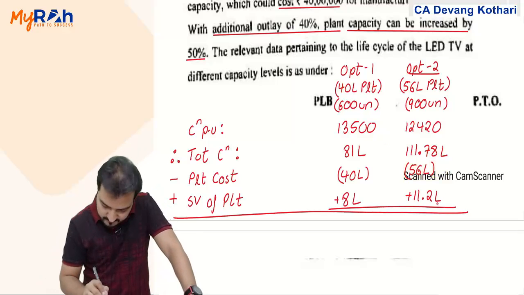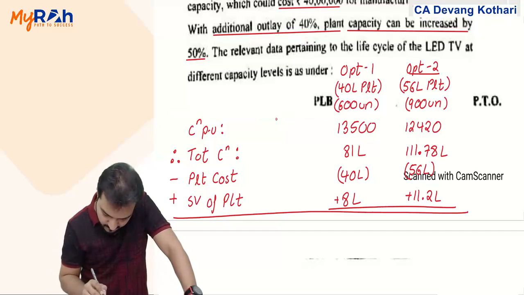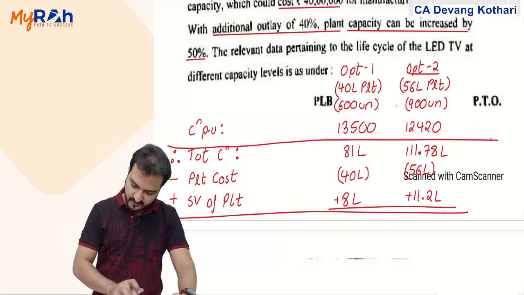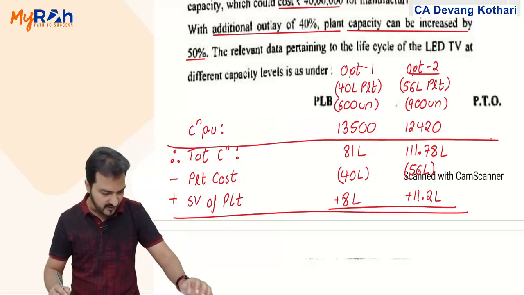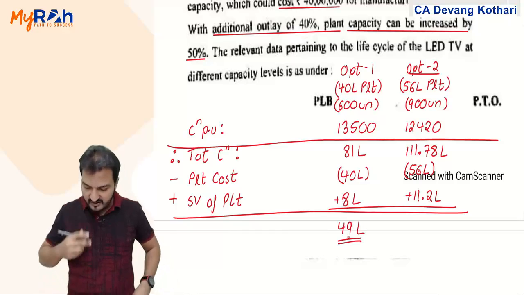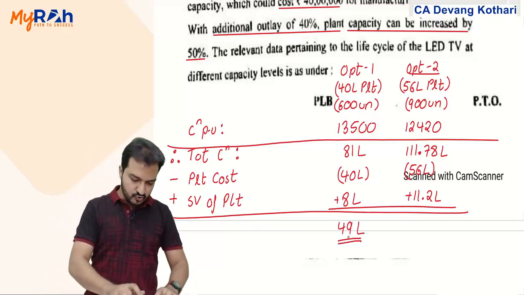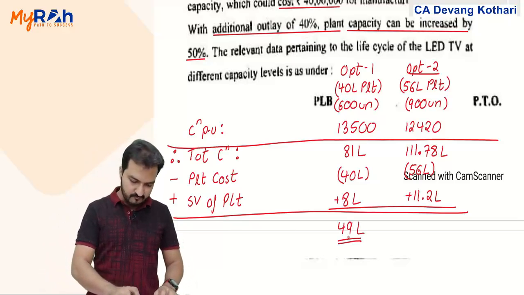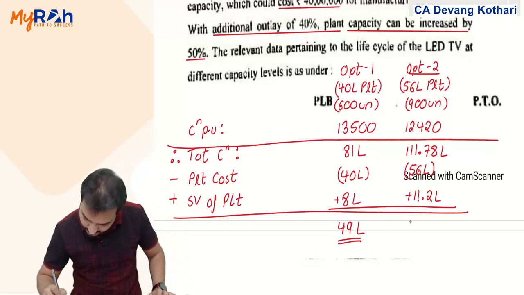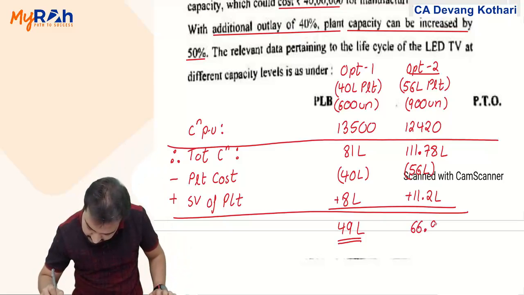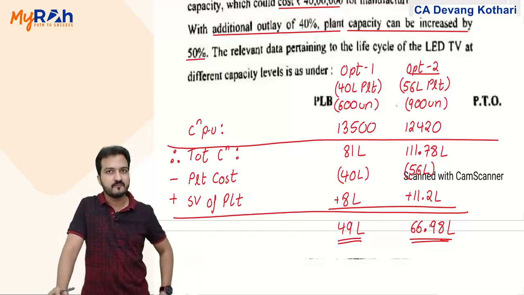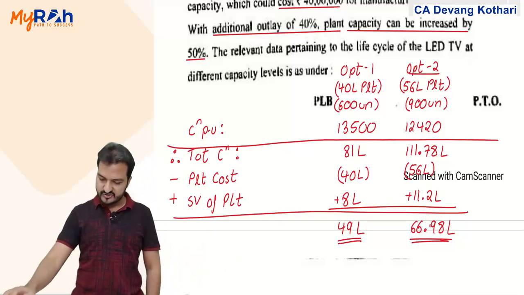That gives me lifetime profit. Only 3 items like this. 81 minus 40 plus 8 is 49 lakhs lifetime profit. And option 2, 111.78 minus 56 lakhs plus 11.2 lakhs is 66.98. Which option is better? Option 2 is better. Done? Yes, this is your answer to question 5A.